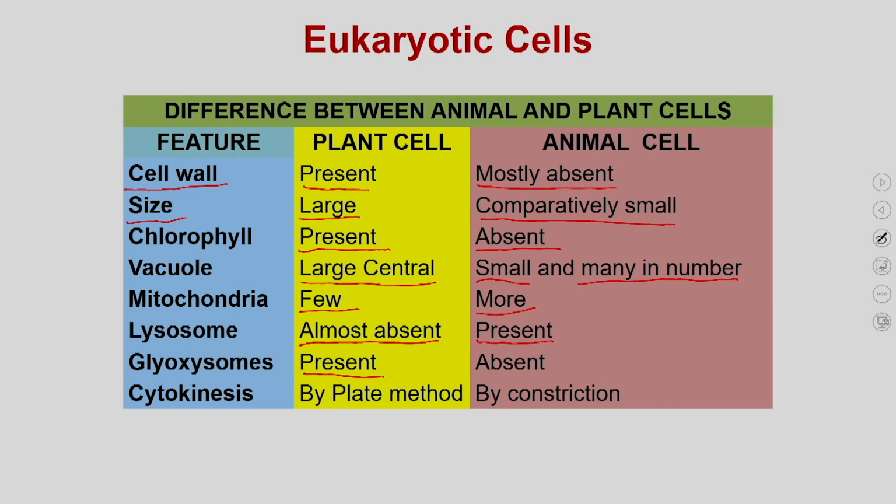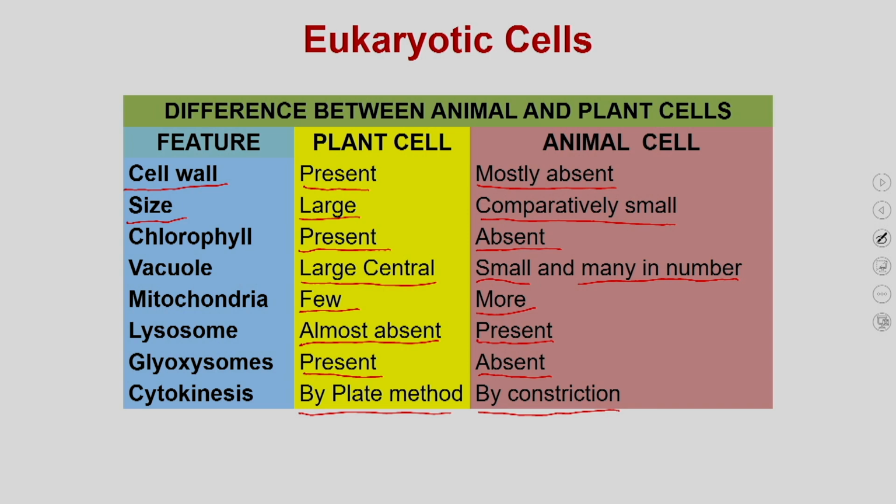Glycosomes are present in the plant cell, but they are absent in the animal cell. Then the major difference is in the way the animal as well as the plant cells are dividing. The plant cells are dividing by a plate method, which is different from the animal cell, which is actually divided by constrictions, and these constrictions are being mediated by the microtubule.